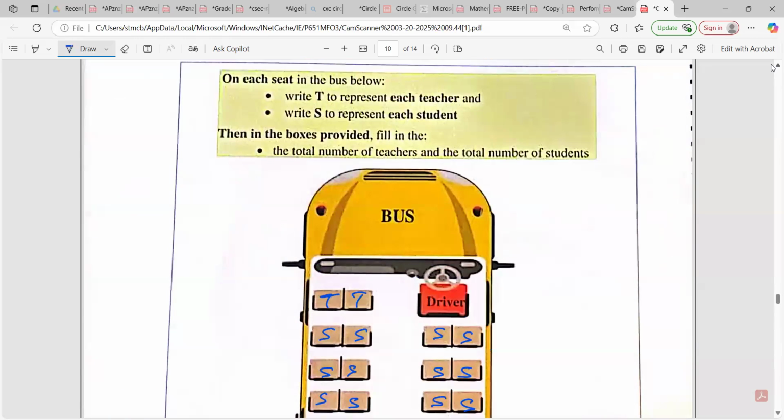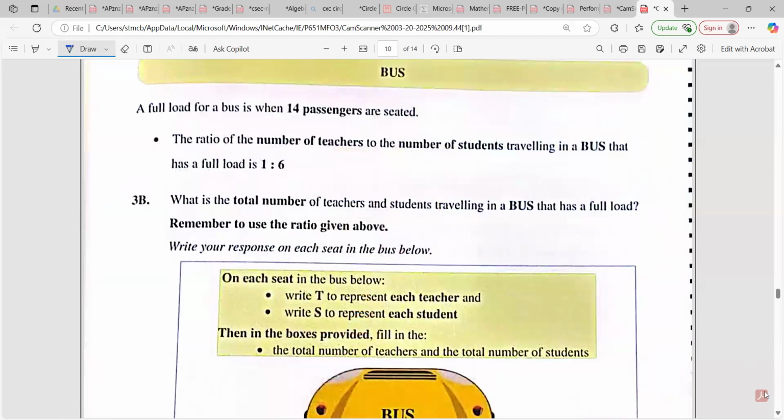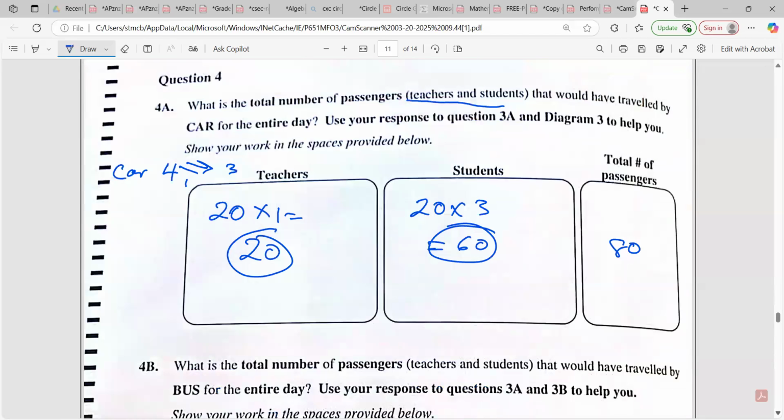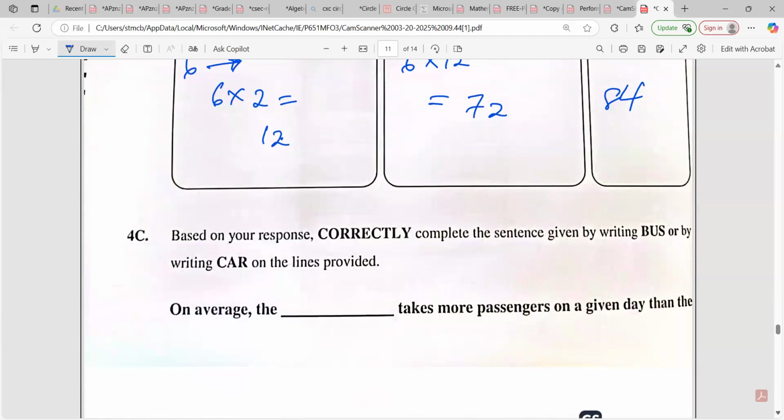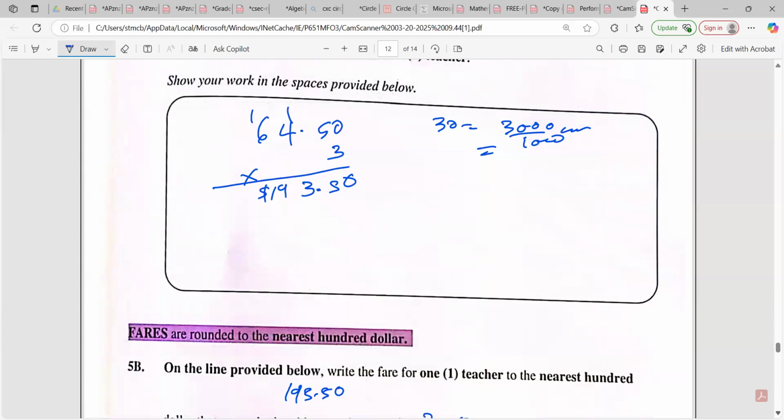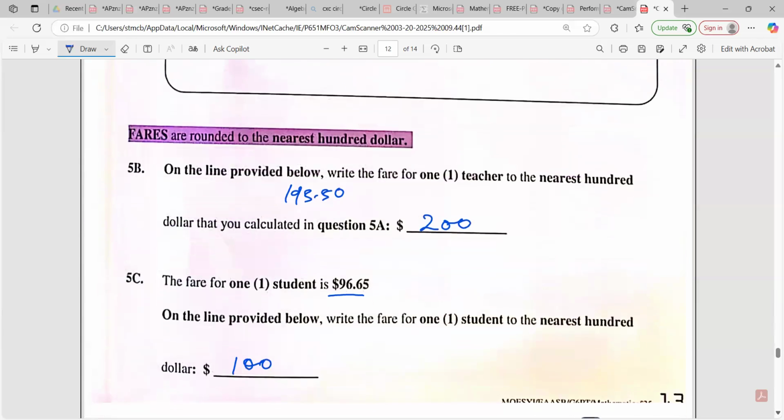Question 4. Is that true? Oh, yeah, so this would have been question 4. I'm assuming they're talking about question 4A. So the number of passengers would have been 20 and 60. And of course, this part as well, where we add the 12 and the 72. So that's what we're working with. They want you to work with the flat, rounded number.